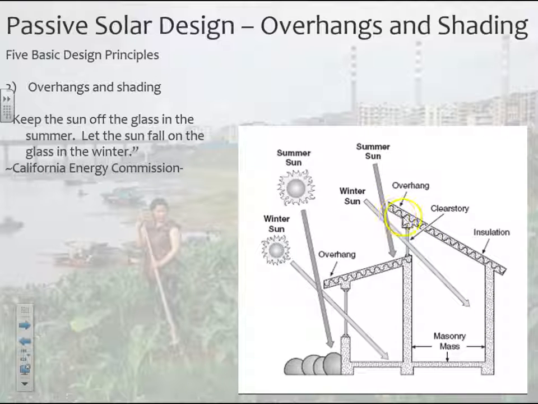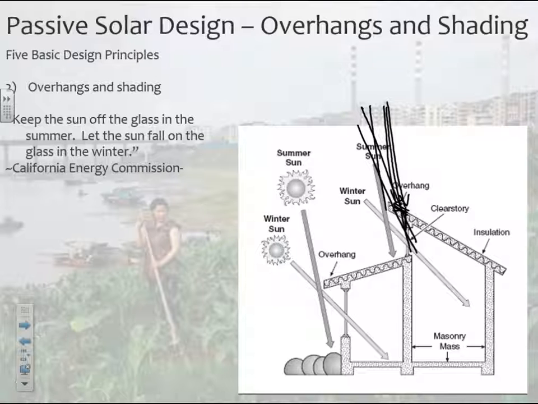So if you have your overhang here, and you have your summer sun coming in at this angle, it's hitting this overhang here. Now, if this overhang were not here, if you cross the overhang out, the summer sun is going to come down and end up in your window, right? So if this overhang's not here and the sun angle is like that, it's going to come in your window.